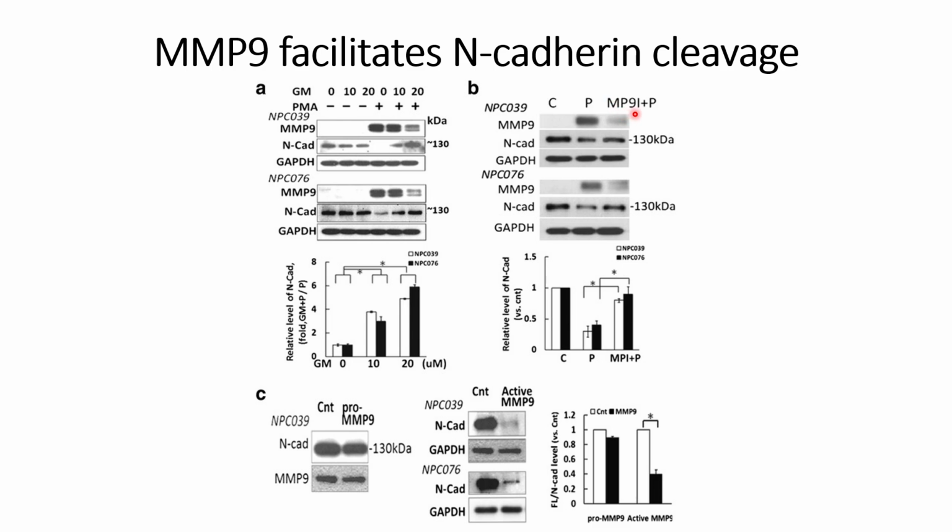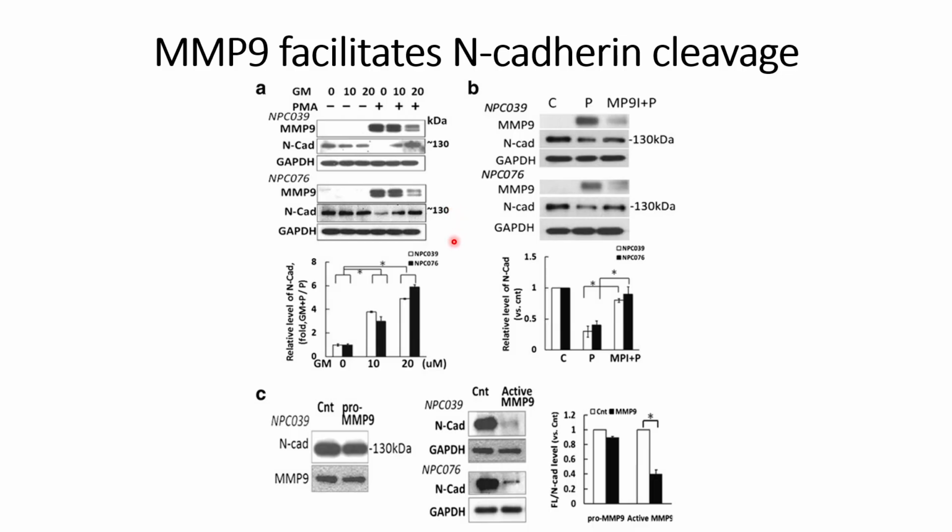MMP9-1. In this case also, when they use MMP9-1, they see a decrease in MMP9 formation and a recovery of intact N-Cadherin compared to the case where they only used PMA. And this is also true for both cell lines, NPC039 and NPC076. Since it is true for two different inhibitors and two different cell lines, they could easily make the point that this is a general phenomenon: MMP9 facilitates N-Cadherin cleavage.